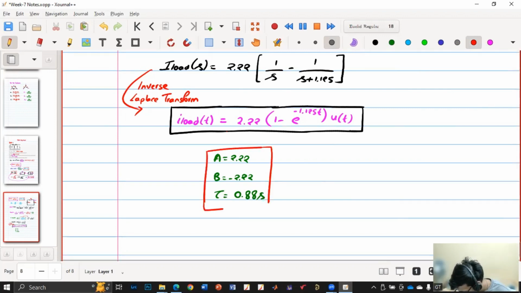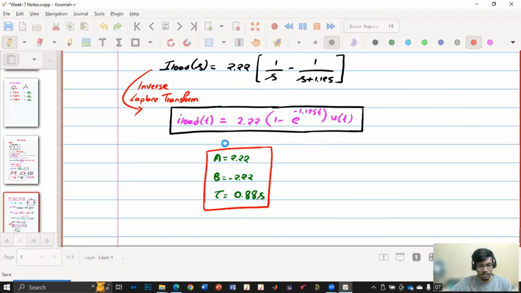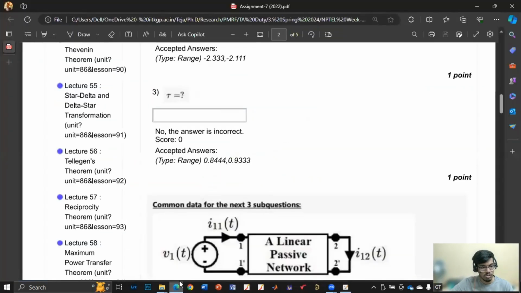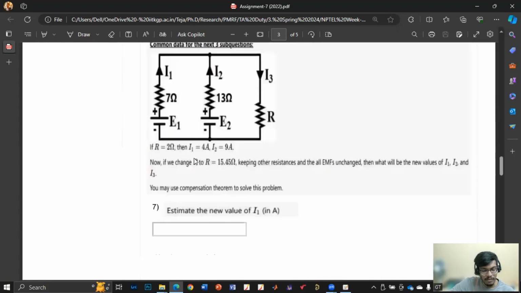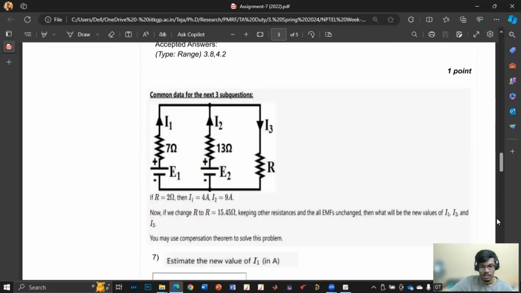Okay, so these are the values we got. This is how we use Thevenin's theorem, or you can use Norton's theorem to solve this question. Now, let me see, there is this important question. Here, can you tell me which theorem we need to use to solve this question? Just have a look at it. Compensation theorem. Yeah, you are right. So we'll be using the compensation theorem.